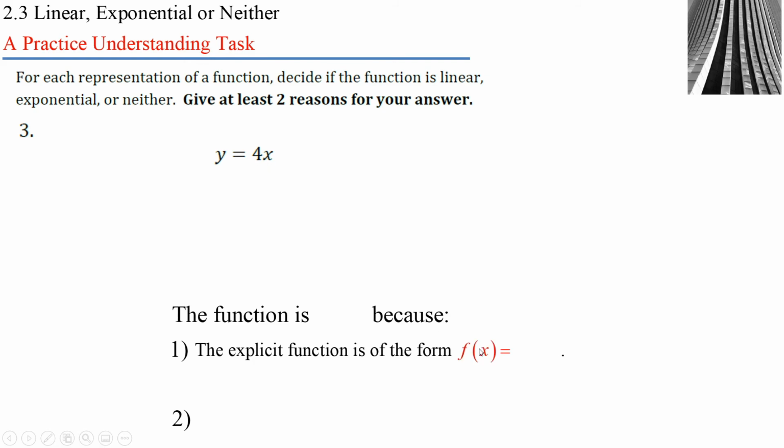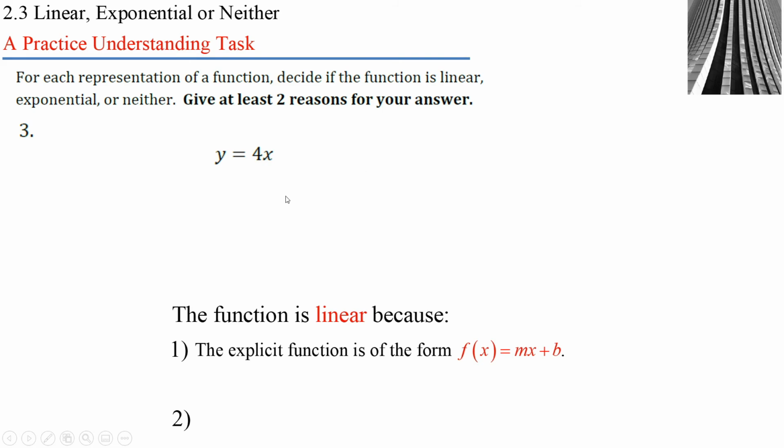Here it is, f of x equals mx plus b, where m is my slope, and that would be a slope of 4, and b is my y-intercept, so that's a plus 0, so the y-intercept is 0. So that is a line that goes through the y-axis at 0 with a slope of 4. That's linear.